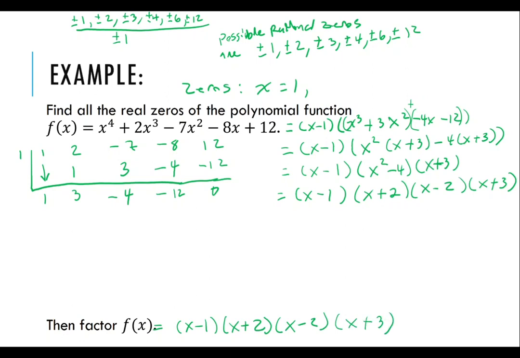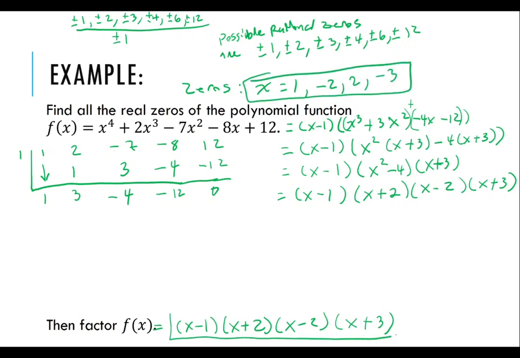Now if you wanted to use synthetic division to double check yourself, but I claim our zeros are 1, negative 2, 2, and negative 3. So here are our zeros, and here is the factored form. And if you wanted to do more synthetic division to keep breaking it down further like we did, you could do it that way as well.